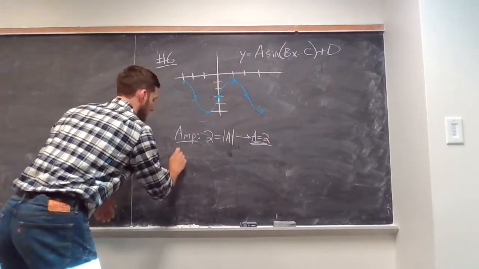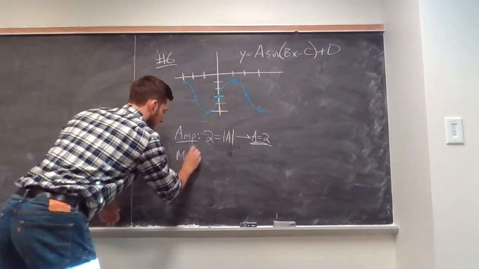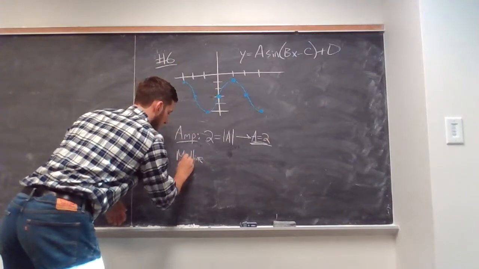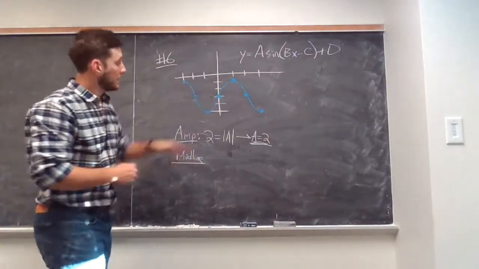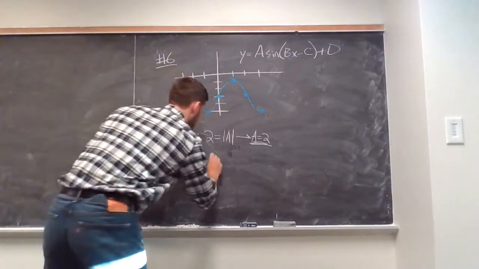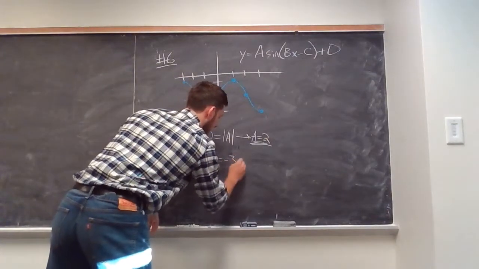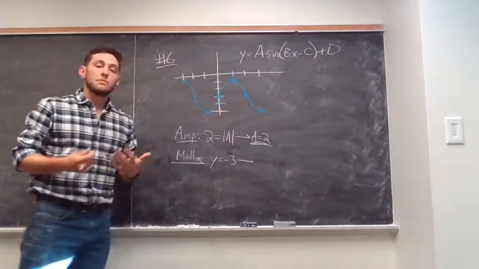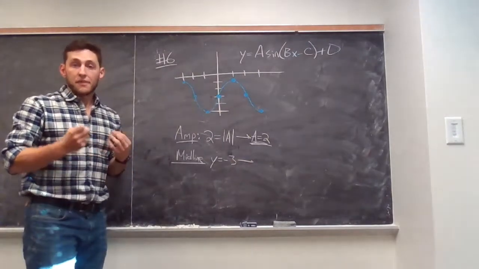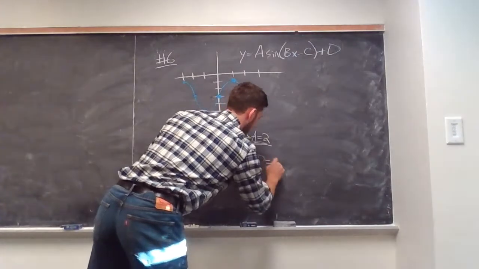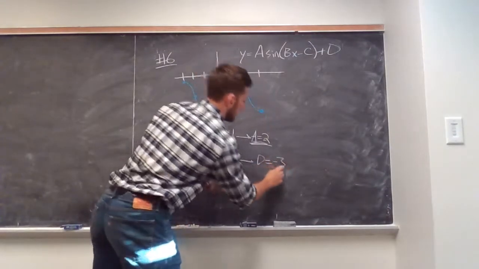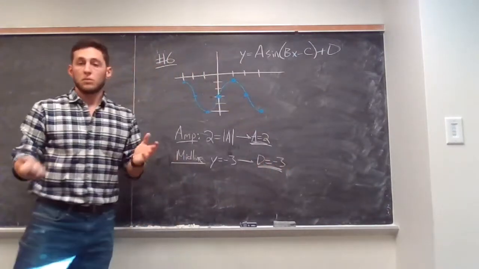Or let's go with the equation of the midline. Remember, that's just kind of the line that goes right through the middle. In this case, that's at y equals negative 3. But remember, the equation of the midline came from y equals d. So d better equal negative 3. We'll use that later.